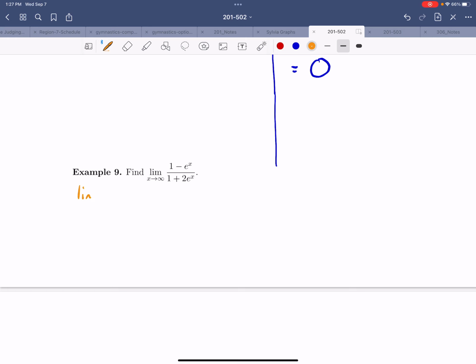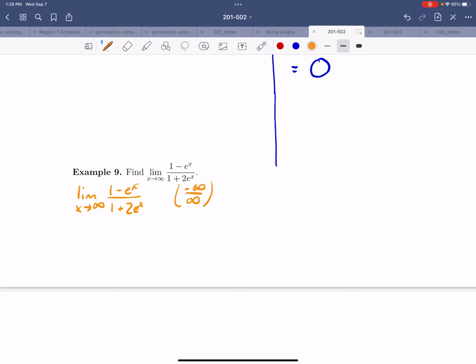We have the limit as x approaches infinity of 1 minus e to the x over 1 plus 2 e to the x. So what's happening here? Well, if we try to just find the answer, you see that we're going to get negative infinity over infinity, right? e to the x is blowing up, so 1 minus e to the x is blowing up in the negative direction. And 1 plus 2 e to the x is blowing up in the positive infinite direction.